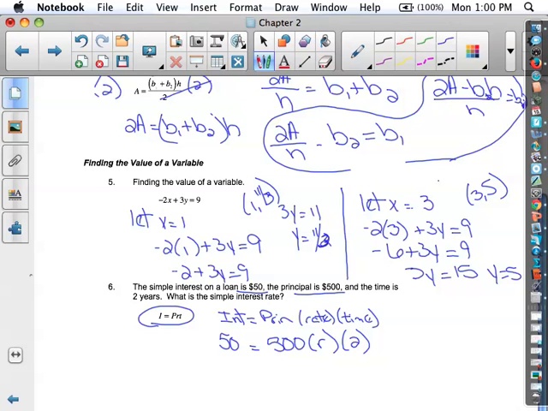Okay, so that would be 50 is equal to 1,000 R. Solving for R, the interest rate, 0.05 or 5% for that problem.